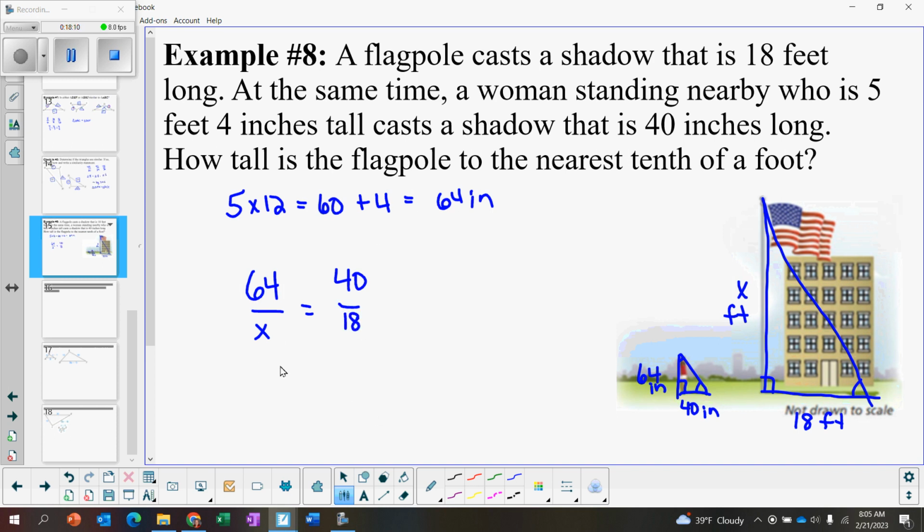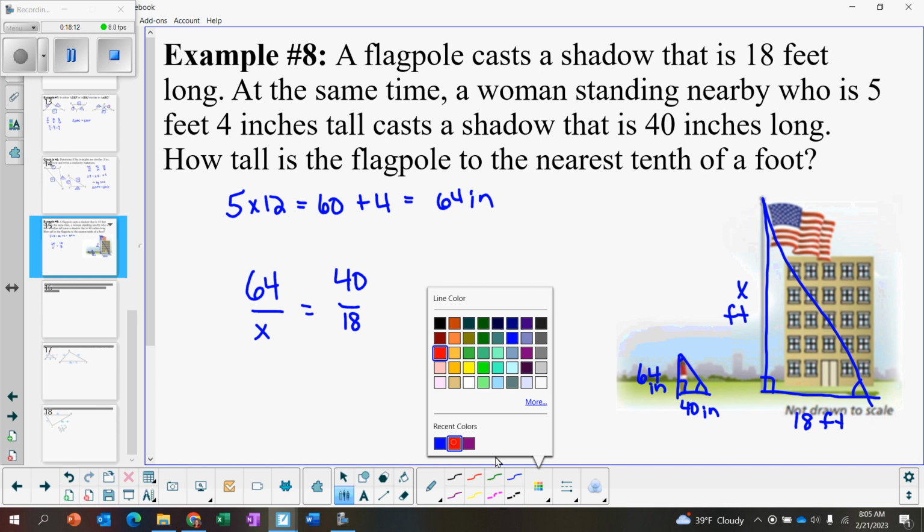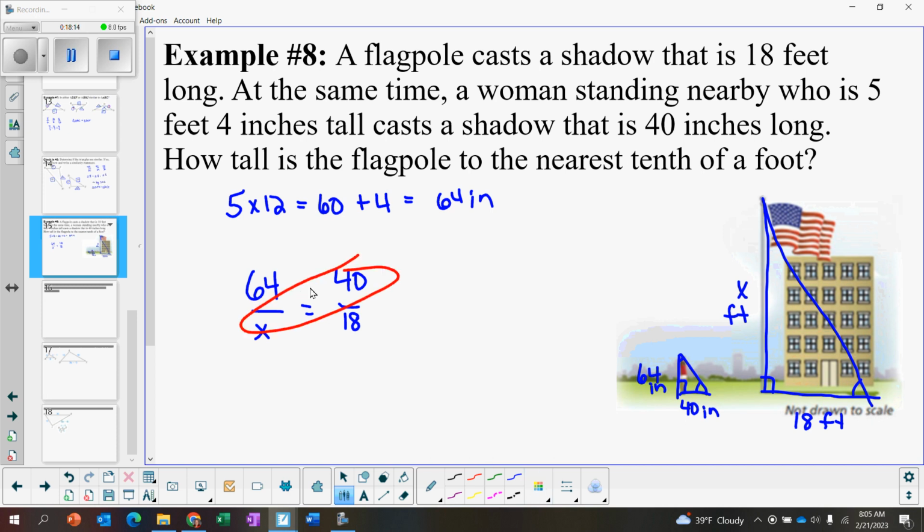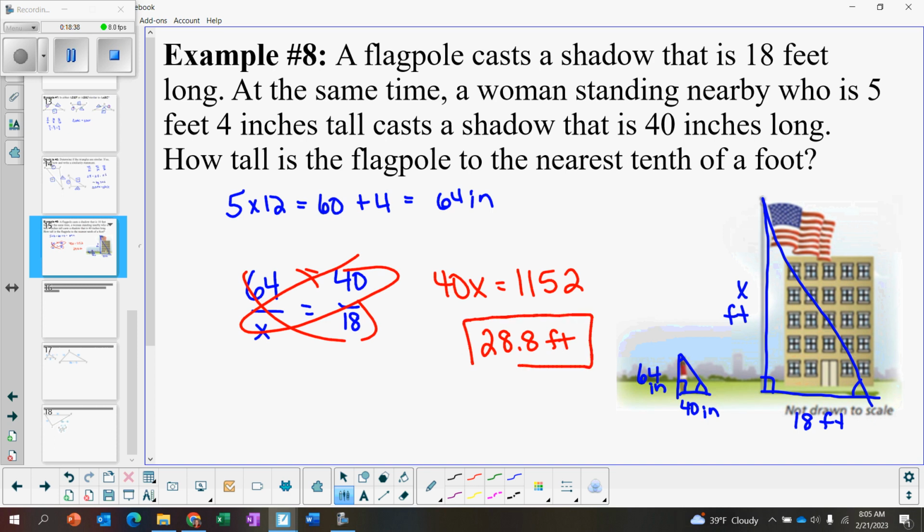When I cross multiply here, remember, the butterfly method, we're going to get 40x equals 64 times 18, which is 1152, and when divided by 40 gives me 28.8. So the flagpole is actually 28.8 feet.